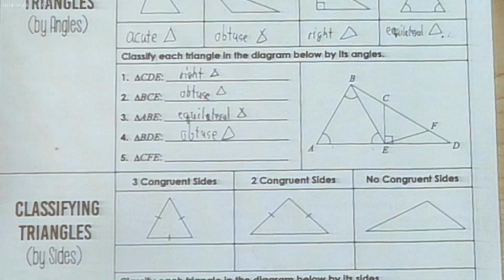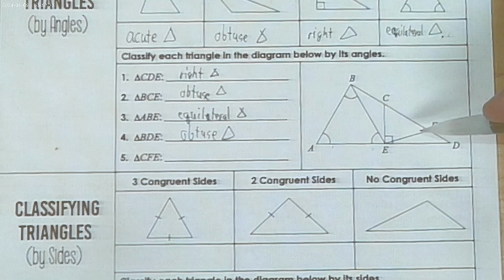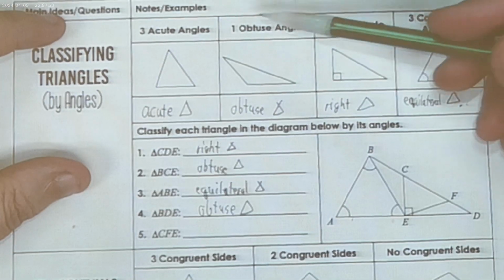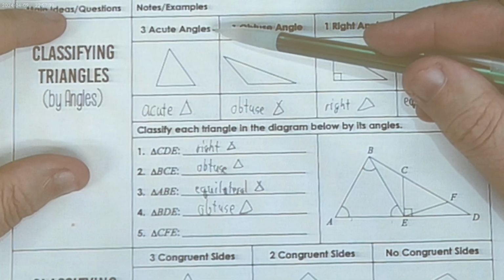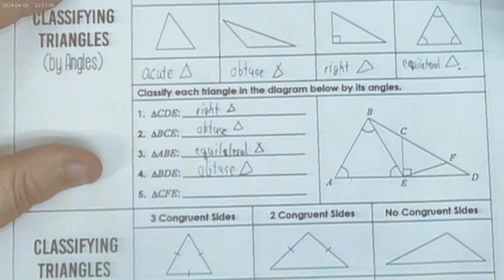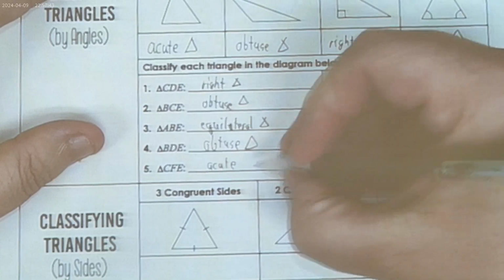Finally, we've got triangle CFE, where we have angles C, F, and E. CDE is a right triangle, so CFE is less than 90. C and F are not equal to one another, but none of them is greater than 90. So all three of them are less than 90 degrees, which means all three are going to be acute angles, but none of them are equal to each other. That just means that triangle CFE is an acute triangle.